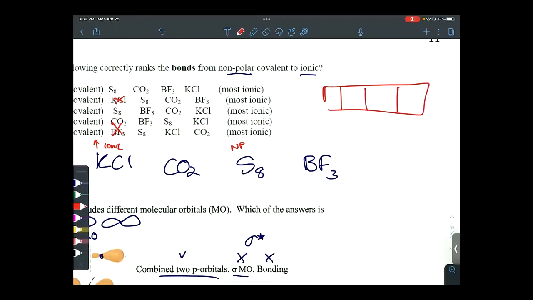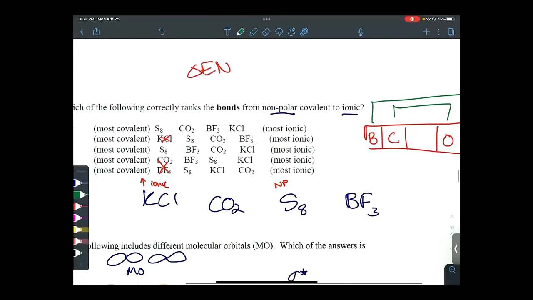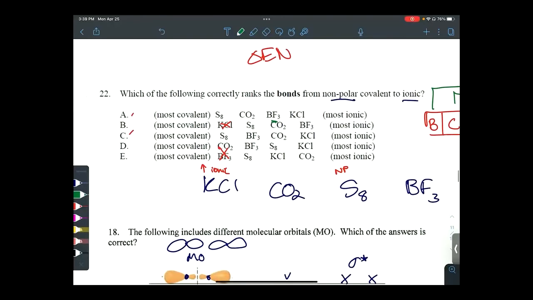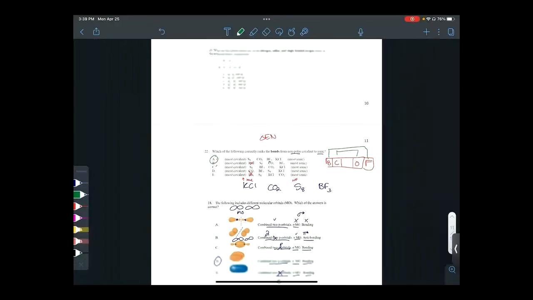You see boron is over here, fluorine's over here, carbon, oxygen. When you calculate delta EN, since electronegativity increases left to right, the largest difference you're going to get is between boron and fluorine. Do you see that? So that means BF3 will be next. So the answer, I think, is A. Did I get that on my sheet? Okay, good.